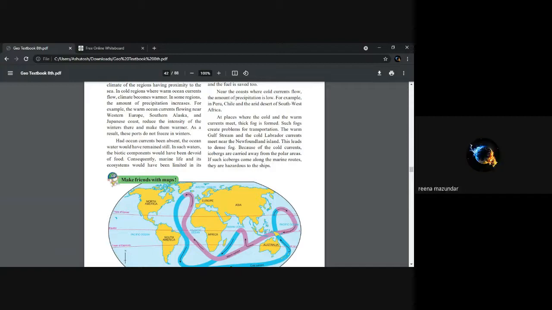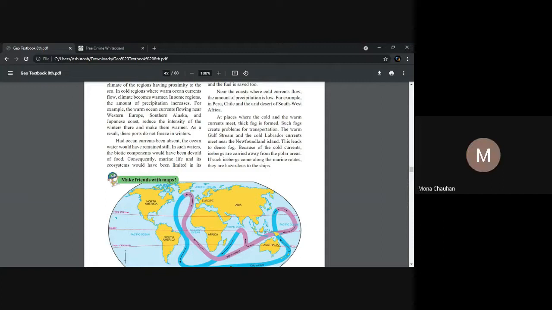The warm Gulf Stream and the cold Labrador currents meet near Newfoundland Island. Very good. That much is the answer. That leads to dense fog. Yes, Mansi. Understood now what my question was? The two currents: the warm Gulf Stream and the cold Labrador current meet near Newfoundland Island. Very good.